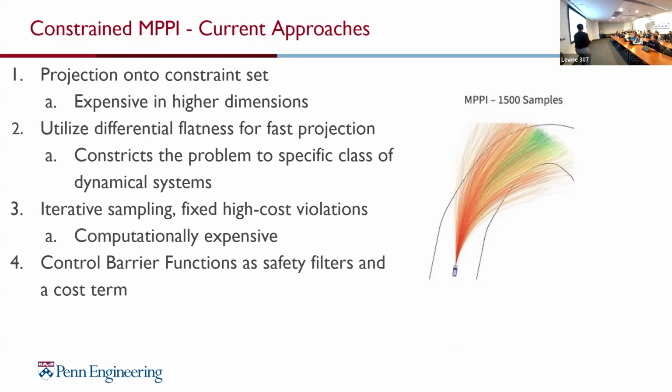And lastly, you can use control barrier functions as safety filters and cost terms, which work really well. But the caveat there is that you need a valid CBF. And in our case, because the safe set varies with each iteration, it requires us to construct the safe set or the CBF for each iteration, which might not necessarily be easy.